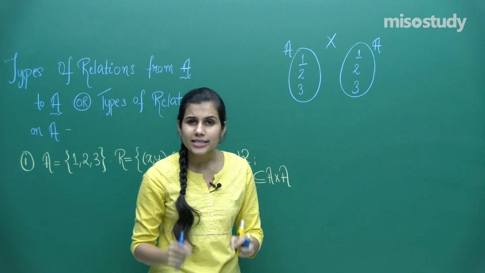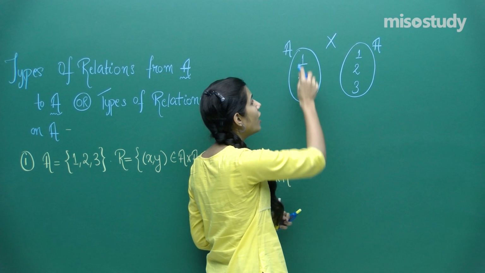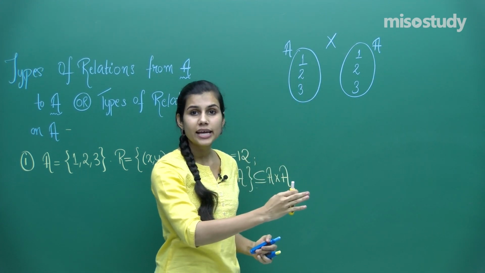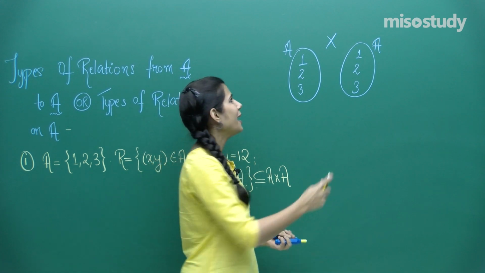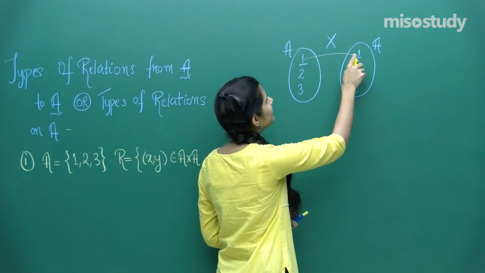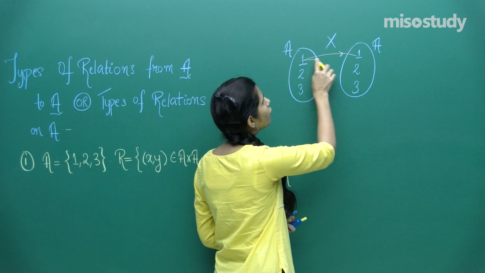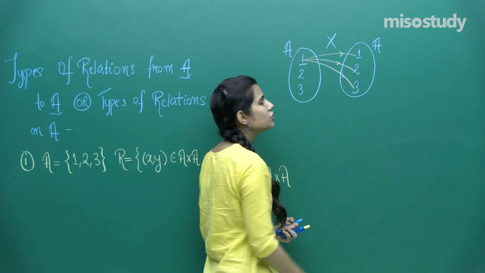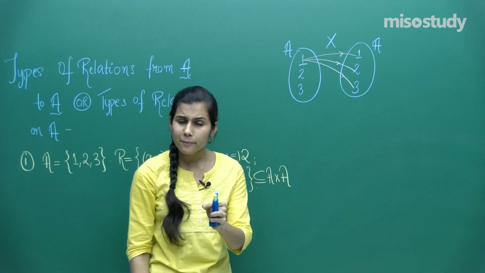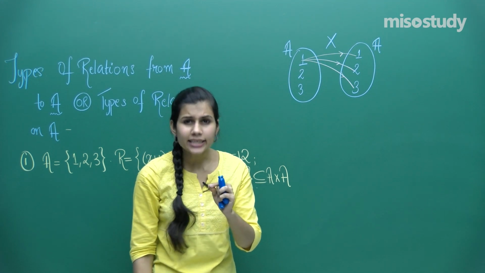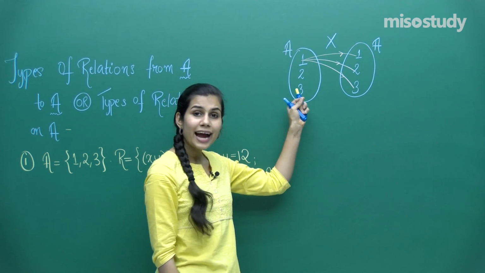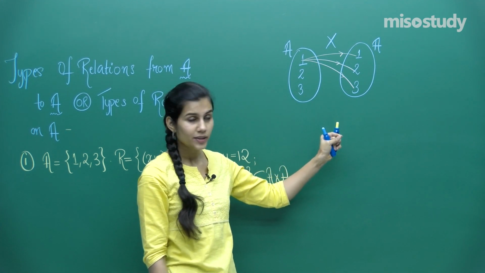Pick up the first element of the first set, which is 1, and start drawing arrows to each element of the second set, which is again A. That means from 1 I'll have an arrow going to 1, from 1 I'll have an arrow going to 2, from 1 I'll have an arrow going to 3. Thereby giving me 3 distinct arrows: from 1 to 1, from 1 to 2 and from 1 to 3.